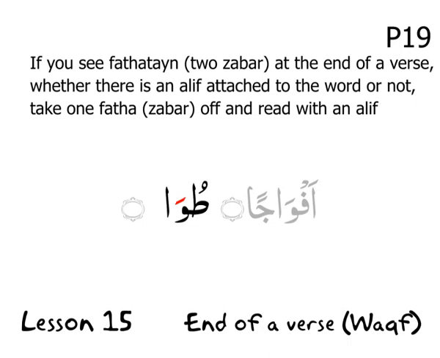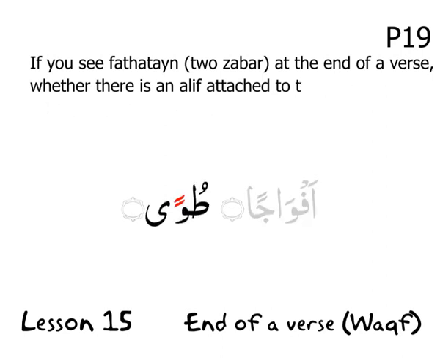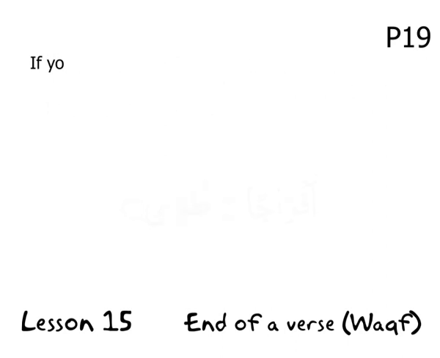Tuwa. So basically, whenever you see a fathatain, 2 zabar, and you want to stop on that, whether there's an alif there or not, that's not the point. You have to read it with the alif and with 1 fatha. So it's the a sound, like ja, wa in these 2 examples. It could be ba, it could be ta, it could be whatever. Whatever state you find the 2 fathatain in, all you have to do is read it as 1 fatha and the alif with it. So afwajan has become afwaja, and tuwan has become tuwa.